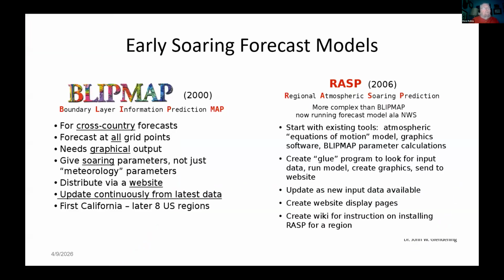The early forecast models, like I said, BlipMap, boundary layer information prediction map, and RASP, regional atmospheric soaring prediction. The difference between these two: BlipMap was originally run on a central server, and then you logged in and downloaded your products. With RASP, folks at regional locations, like Dave Leonard did for the Front Range of Colorado, were running the model in their location, so it wasn't a centralized model that had to account for everything. They could share the workload and get the product out a little faster. And so that worked out nicely.